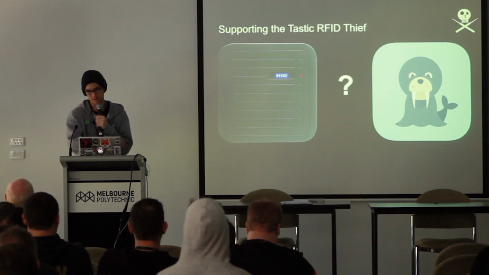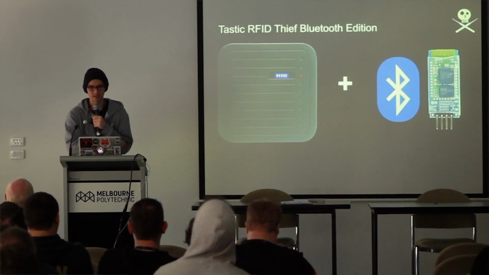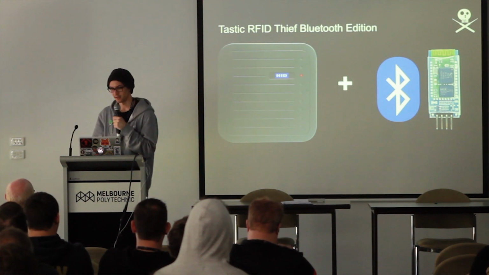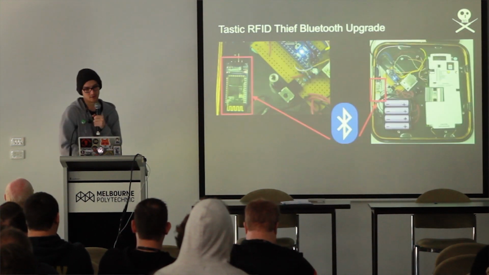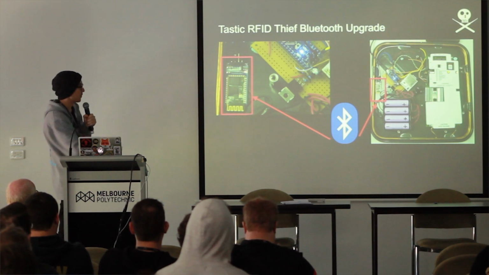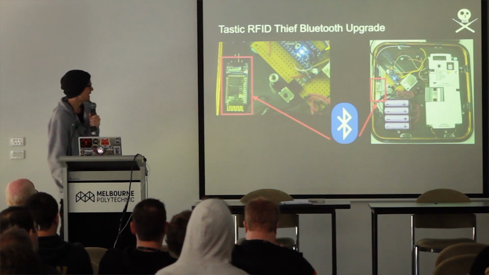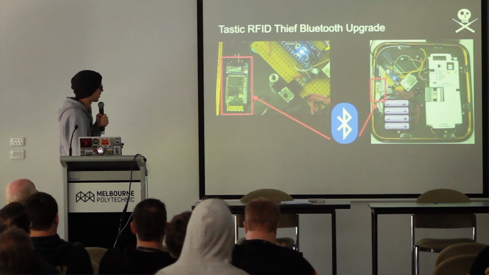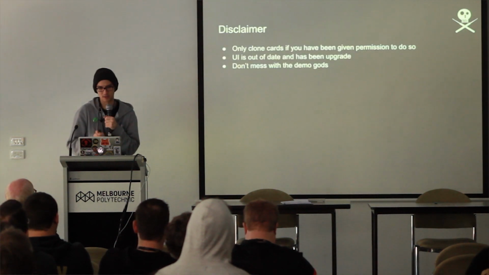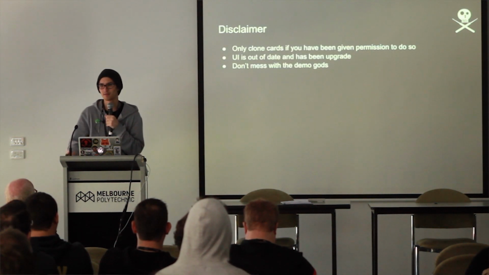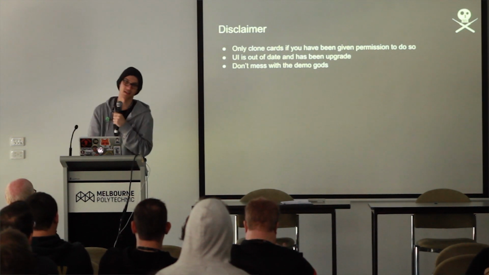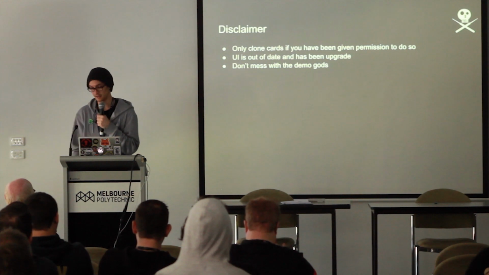So I'll show you a video in a little while, but what we did is we modified the Tastic RFID Thief again to add Bluetooth to it. So if you can have a look at that there, the little HC06 module, which is about $4 on eBay, we chucked that into our model and essentially gave it Bluetooth. So we could now connect to that via Bluetooth on your phone, and once the device is paired with a long-range card reader, you can just receive cards.